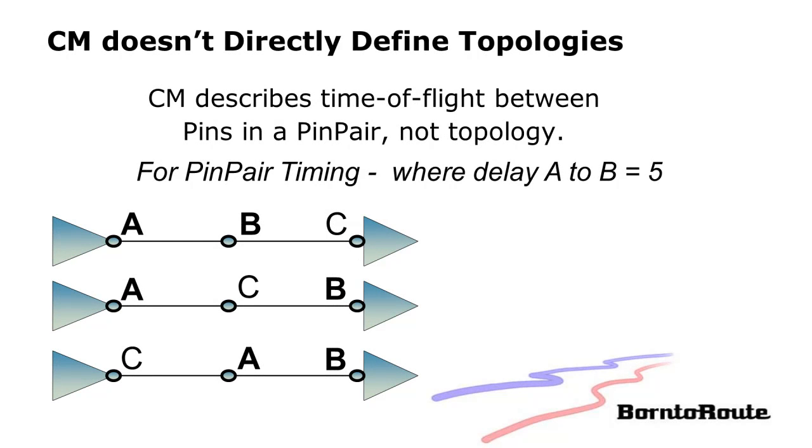Constraint Manager is not concerned specifically with topologies. It's concerned with time of flight between 2 points on a path. So if we have various topologies, the Constraint Manager timing will overlay on top of those topologies as a separate operation. So if we have a time of flight between A and B of 5, depending on the topology that's underneath and supporting that, we may end up with various constraints that look like this.